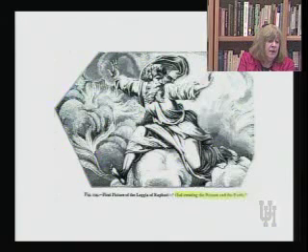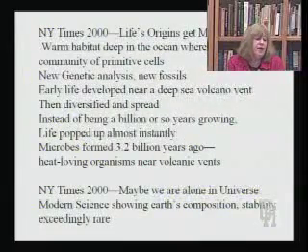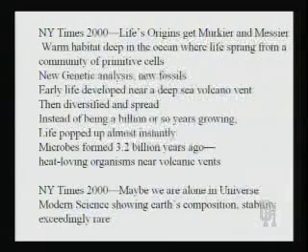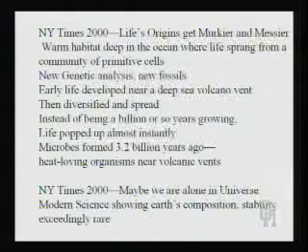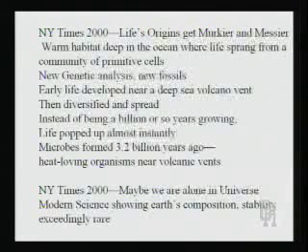And here is an alternate theory, or a symbolic theory, of the creation of the universe in the Big Bang theory. The New York Times in 2000 had an article, "Life's Origins Getting Murkier and Messier." The warm habitat deep in the ocean, where life sprang from a community of primitive cells, is the new theory. There's a new genetic analysis and new fossils showing that early life developed near a deep sea volcano vent and then diversified and spread. Instead of being a billion or so years growing, life popped up almost instantly, and microbes formed 3.2 billion years ago, heat-loving organisms near volcanic vents.